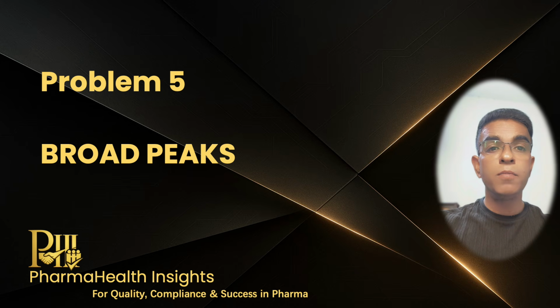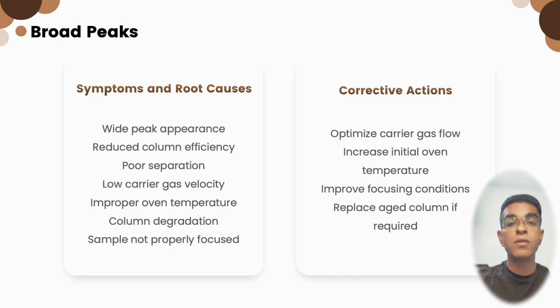Now that we have discussed peak shape distortion, let's move to another issue where peaks appear normal but become unusually wide. Broad peaks indicate loss of chromatographic efficiency. This problem usually develops gradually and is often overlooked initially. Low carrier gas velocity slows analyte movement, leading to peak spreading. Improper oven temperature, especially very low initial temperature, can also prevent proper focusing of analyte at the column inlet. In some cases, column degradation reduces efficiency permanently.